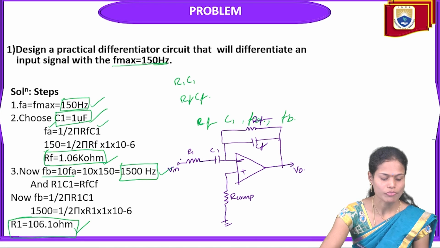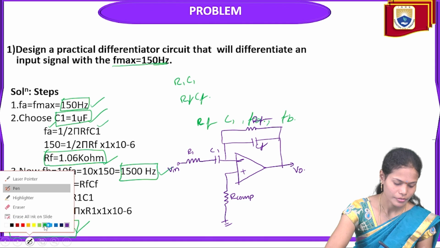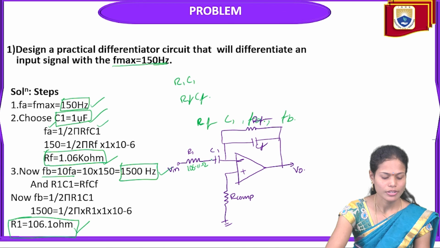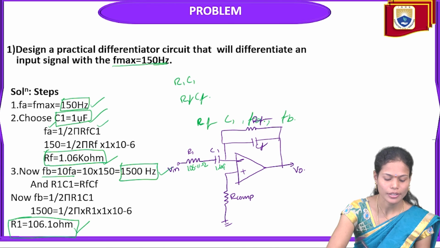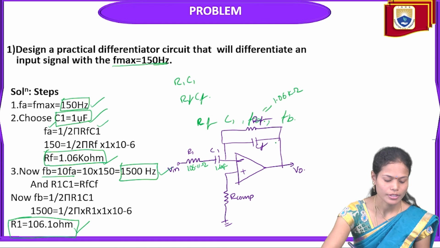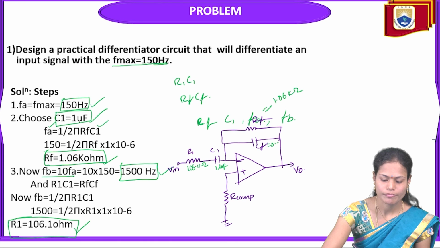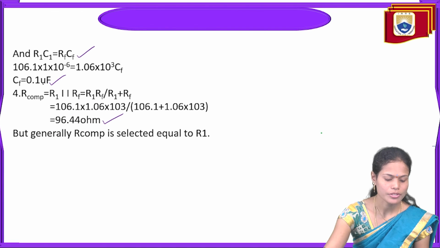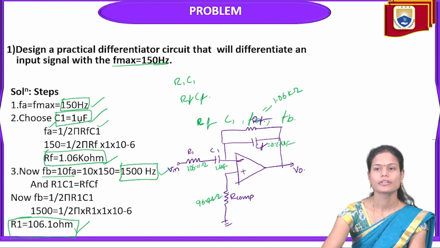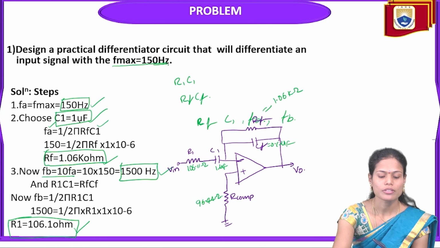So now substitute all these values. R1 value we got as 106.11 ohms, C1 value we got as 1 microfarad, RF value is 1.06 kilo ohms, CF value is 0.1 microfarads, and R compensation value is 96.44 ohms. So in this way we can design any kind of practical differentiator by using the given frequency.